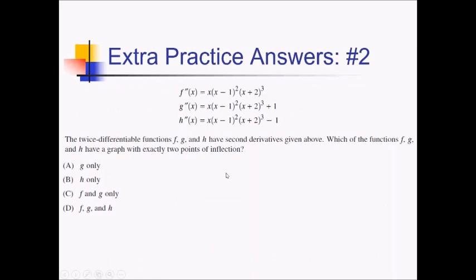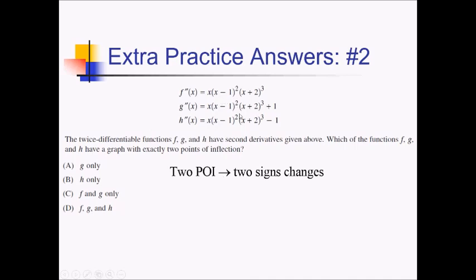For this calculator-based problem, I'm given 3 twice differentiable functions, f, g, and h, and actually I'm given their second derivatives. We want to know which of these graphs have exactly 2 points of inflection. So what that means, if you have 2 points of inflection, is that the double prime, the second derivative, is going to change sign exactly twice. No more, no less.